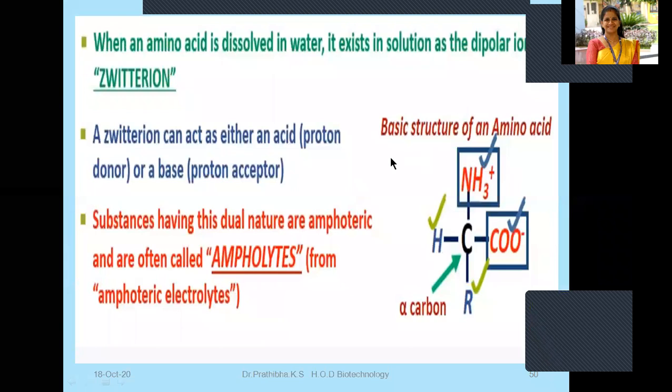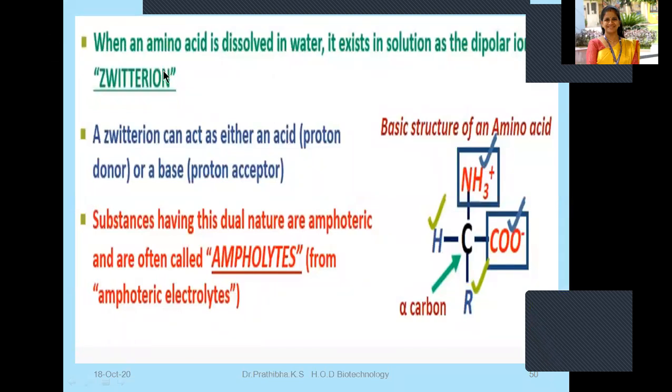Okay. So what is Zwitter ion? Zwitter ion can act as an acid or a base, right? When an amino acid is dissolved in water, aqueous condition, it exists in solution as the dipolar ion or Zwitter ion. Okay. A Zwitter ion can act as an acid, that is proton donor, or a base, that is proton acceptor. Substances having this dual nature are amphoteric and often called ampholytes, that is from amphoteric electrolytes.